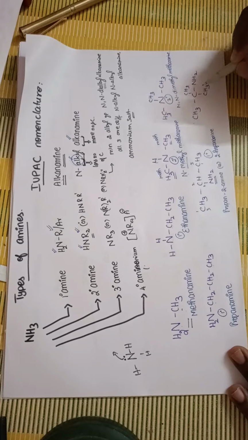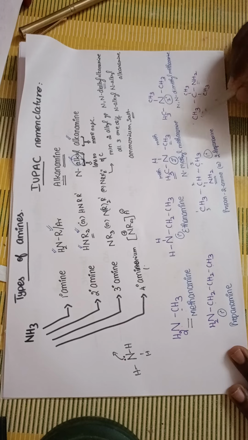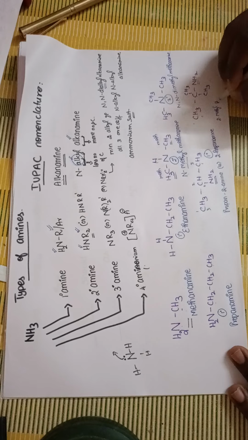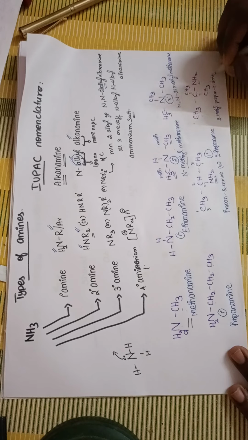Here, 3 carbon in the longest chain, anyhow you will get 3 carbon in the longest chain, and the amine group is attached to the second carbon, and the methyl group is also attached to the second carbon. So 2-methyl propan-2-amine. Is it clear?